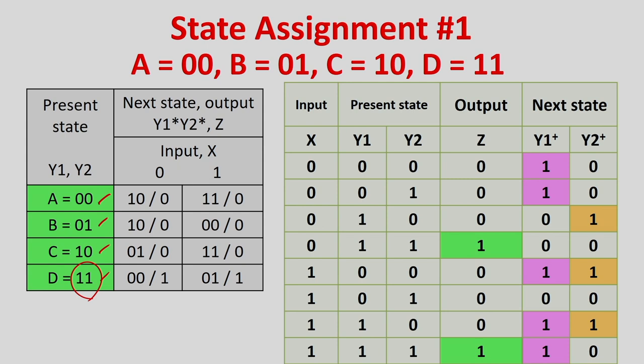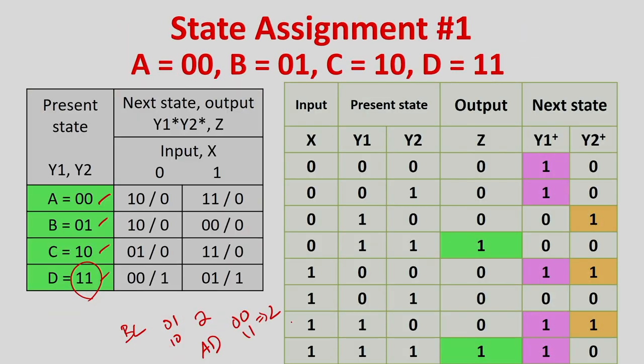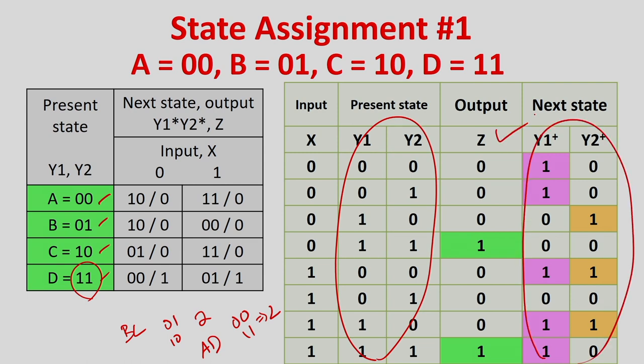Between B and C, 01 and 10, the Hamming distance is 2. And between A and D, 00 and 11, the Hamming distance is 2. So B and C are not adjacent and A and D are not adjacent. If you do this encoding, then this is the present state based on encoding, this is the next state based on encoding, and this is the output.